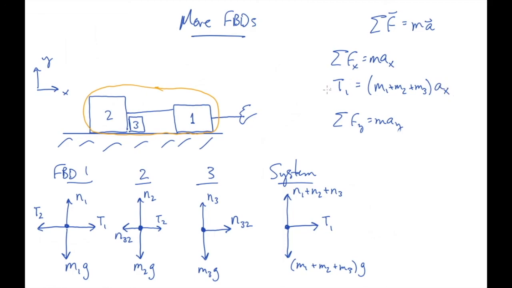Notice again, I was using the free body diagram for this system, so I'm going to use the mass for the system. In the vertical or the y direction, I see 3 forces going up, all those normal forces, and 3 weights going down. So I'm going to have N1 plus N2 plus N3 minus (M1 plus M2 plus M3) g equals, I've run out of room, so I'll put it down here, (M1 plus M2 plus M3) ay.